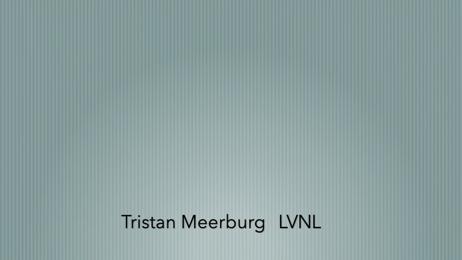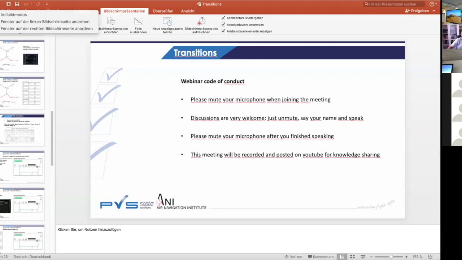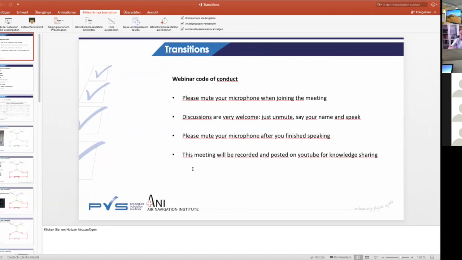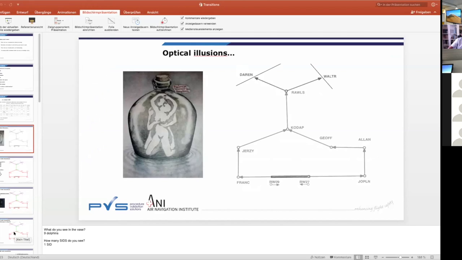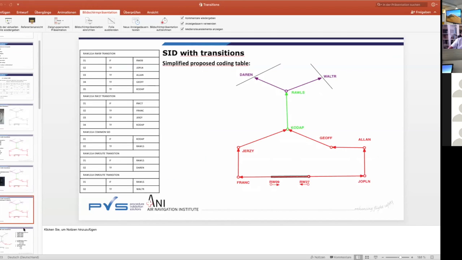Joseph, small question from Tristan, Amsterdam. I understand your presentation and the concept of transitions. You mentioned a clearance would be like cleared via IF RMP approach 09, but an ATCO for various reasons does not want to clear an aircraft for a transition and an approach. It might be a very long trajectory.